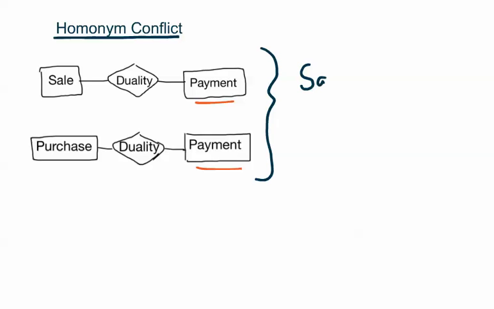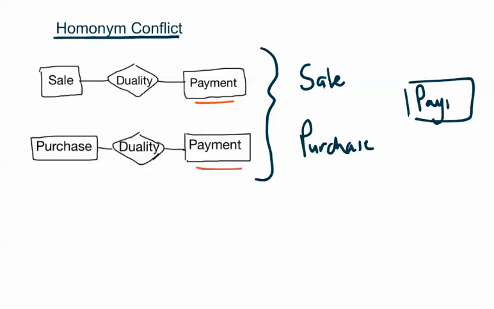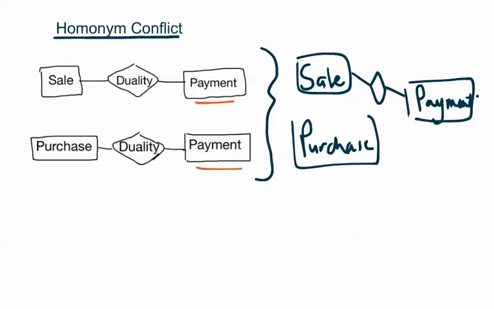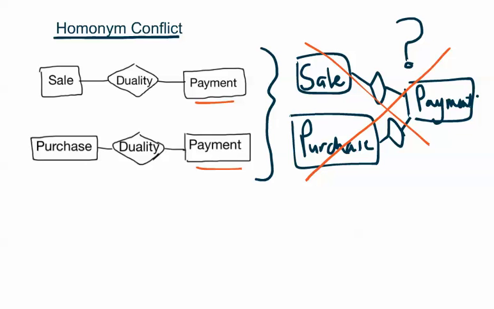Can we really say that a sale and a purchase has a relationship with the same payment table? A sale in relationship with that, and a purchase in a duality relationship. Is this valid? Can we do that? We definitely cannot, because a sales payment is the action of receiving money into the business. A purchaser's payment action is paying money to a supplier or a creditor, and that is two very different actions.